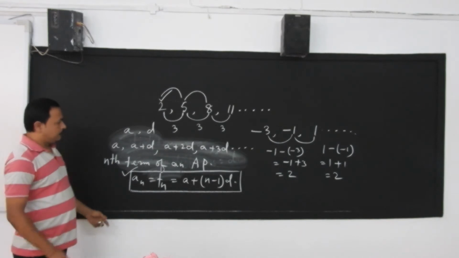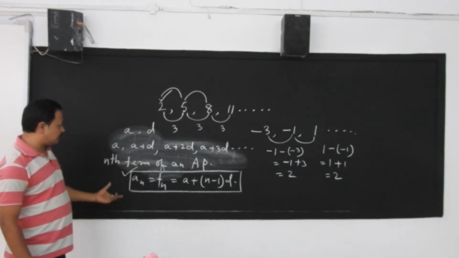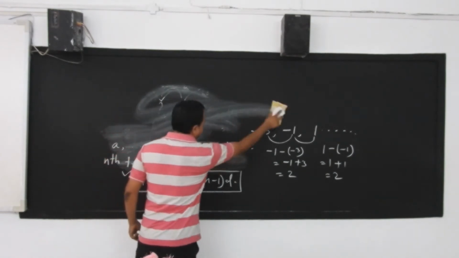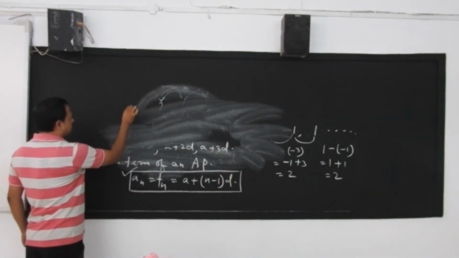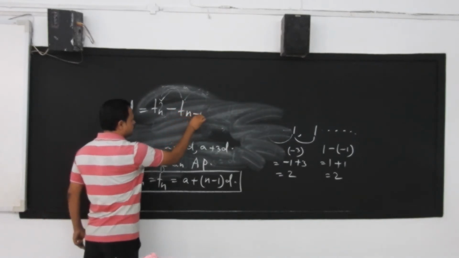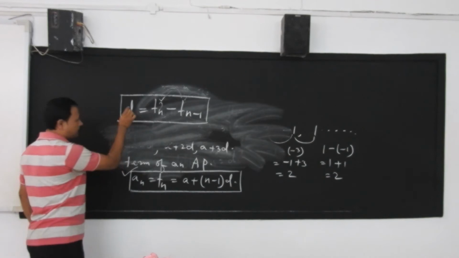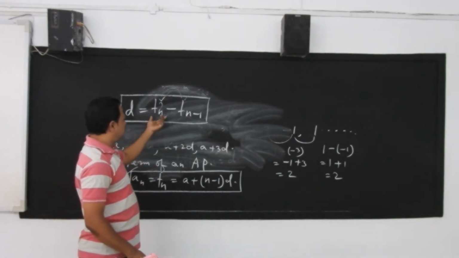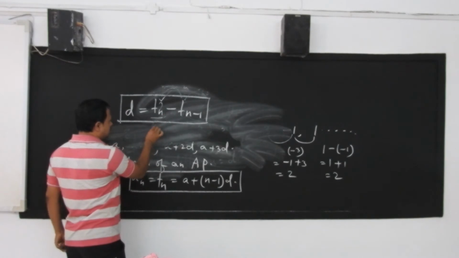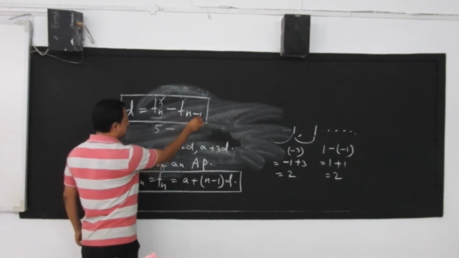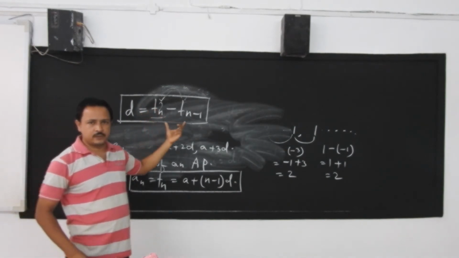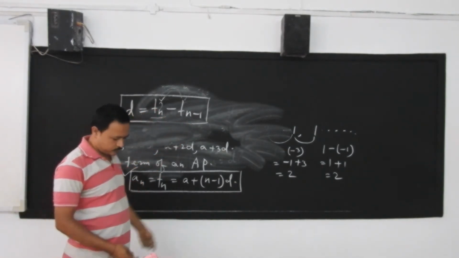So this is the formula which we will use to find the general term or nth term of an AP. And there is a formula also to find the common difference of an AP: d is equal to Tn minus Tn minus 1. Any term minus its preceding term, say if Tn is 5 and Tn minus 1 is 4. The difference between any term and its preceding term is called the common difference, and using this formula you can find it.